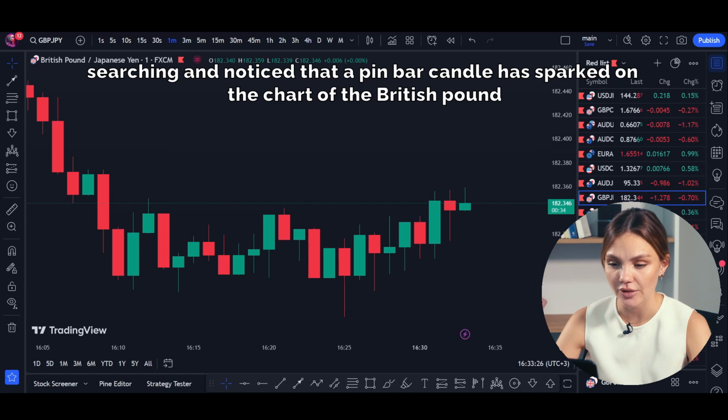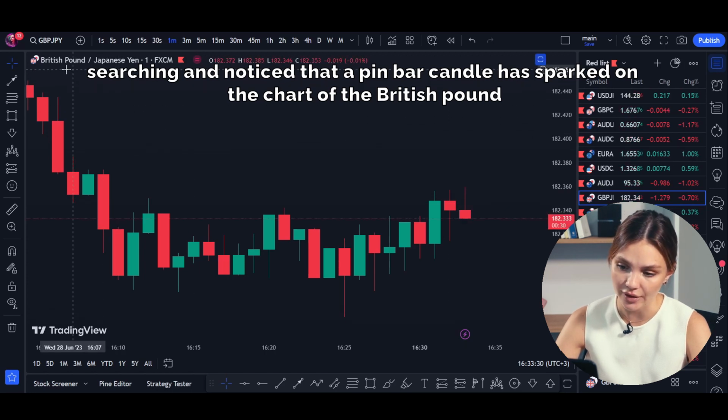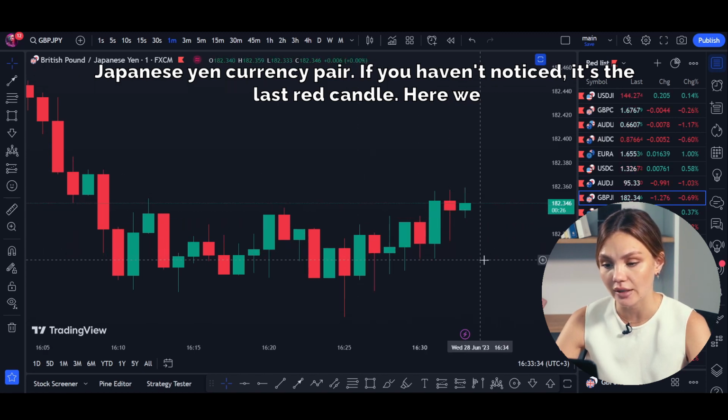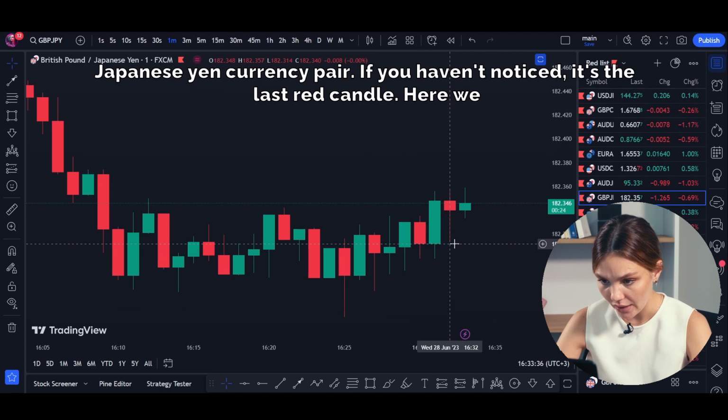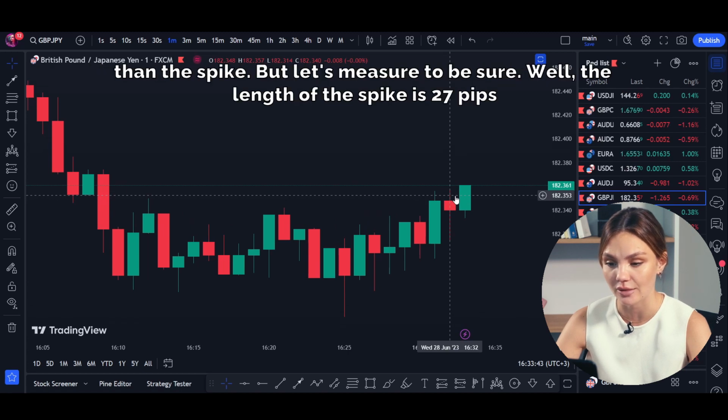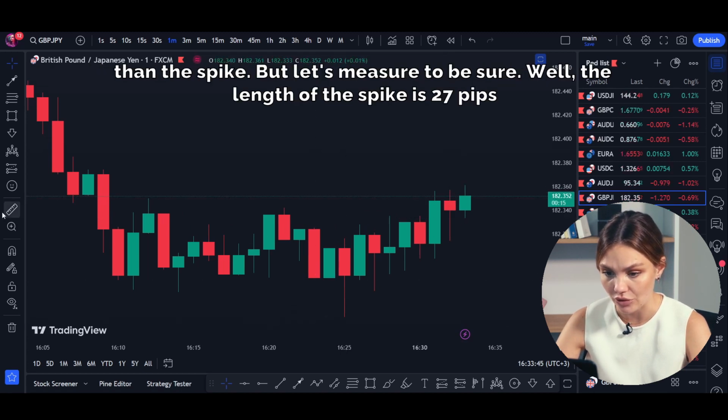So I did some searching and noticed that a pin bar candle has formed on the chart of the British pound to Japanese yen currency pair. If you haven't noticed, it's the last red candle. Here we have a spike at the bottom, and the body of the candle and the wick on the opposite side are at least 2 times smaller than the spike. But let's measure to be sure.